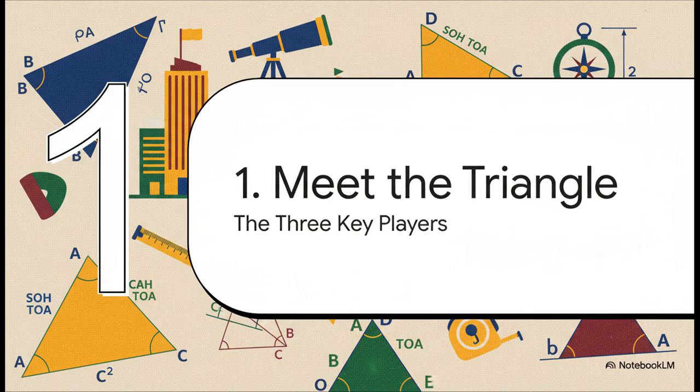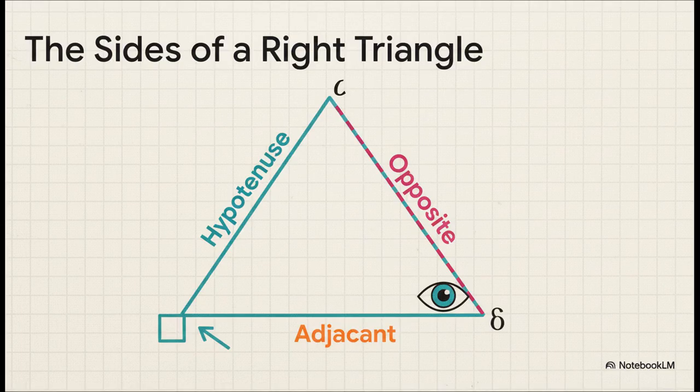Okay, so before we can use the code, we gotta get to know the key players in this whole operation. And it all starts with the good old right triangle and its 3 very important sides. First up, we've got the hypotenuse. It's the superstar of the triangle, the longest side, and you can always find it directly across from that perfect 90-degree corner. Now, the other 2 sides actually change depending on our point of view, which is the angle we're looking at, often called theta.